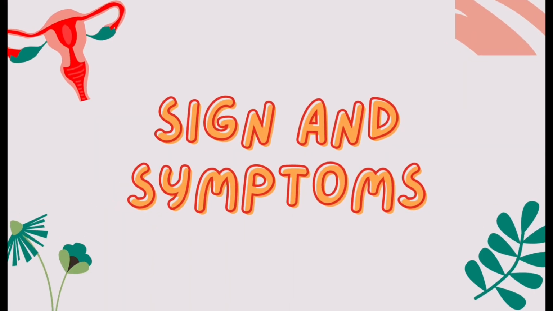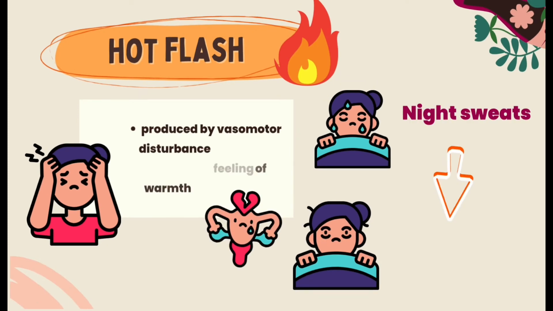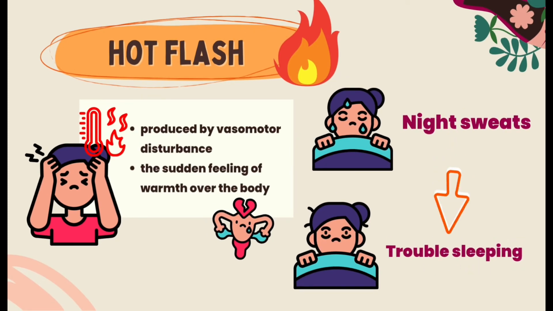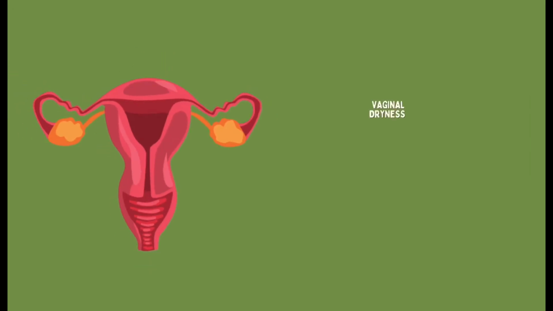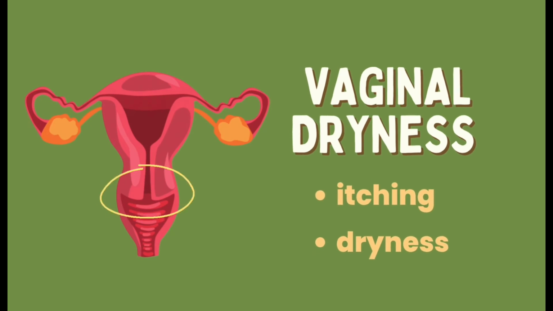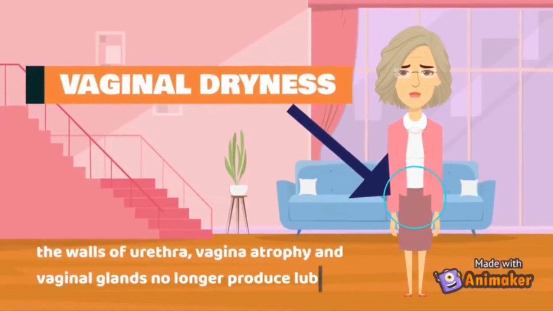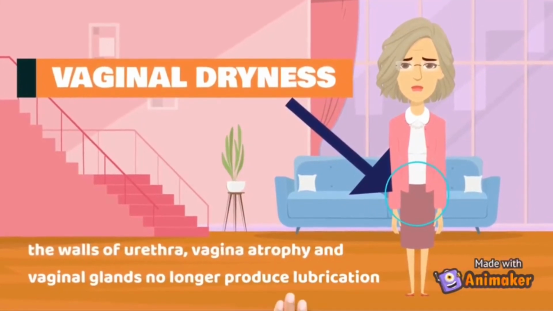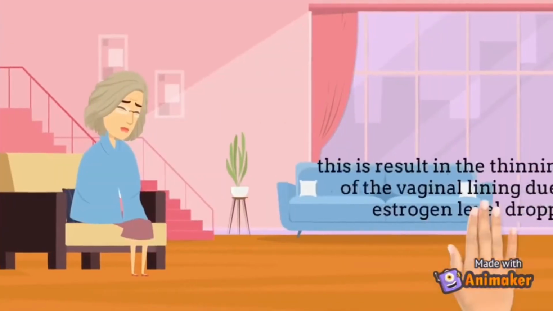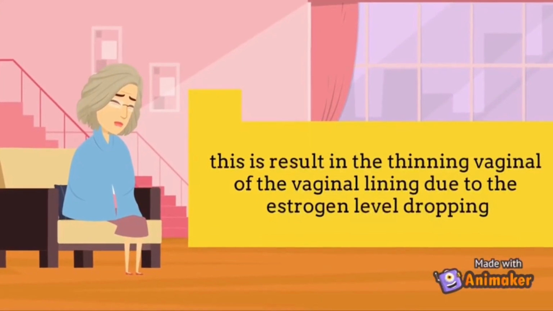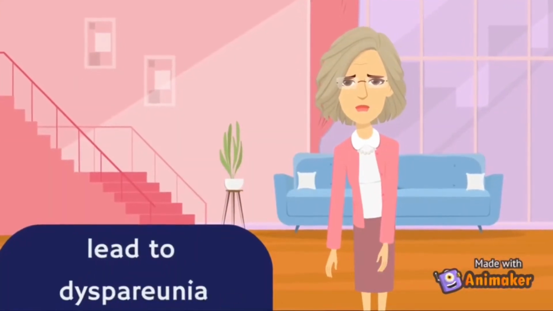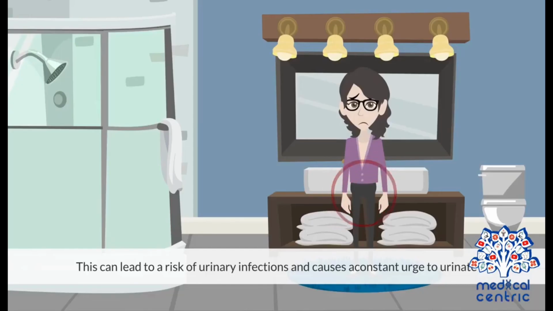Next, we move to the signs and symptoms of menopause. Hot flash. Hot flash is a feeling of warmth that spreads over the body and is more pronounced in the head and chest. It is produced by vasomotor disturbance and can also cause night sweats that lead to trouble sleeping. Vaginal dryness, which causes itching and dryness. The walls of the urethra, vagina, and vaginal glands no longer produce lubrication. Vaginal dryness happens as a result of the thinning of the vaginal lining because of the estrogen level dropping. It can also lead to dyspareunia, which is pain during sex. This could lead to a risk of urinary infections and cause a constant urge to urinate.